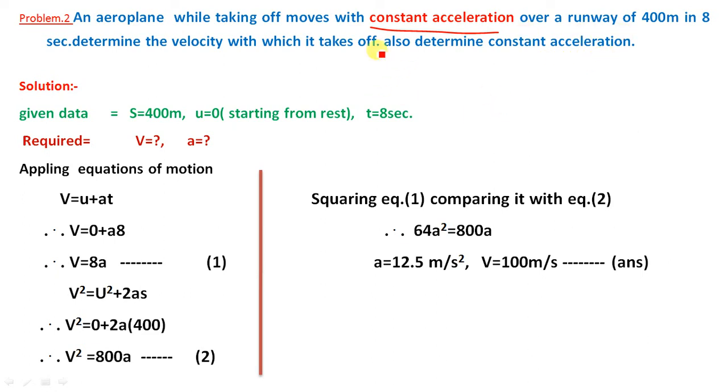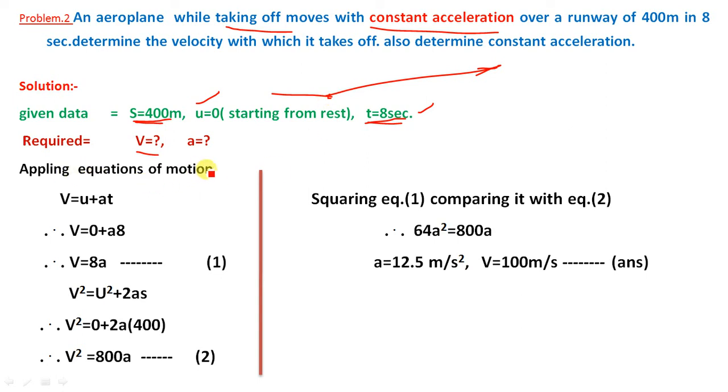So what is the given data? Runway length is given, that is displacement is given, 400. It is starting from rest while taking off, which means the initial velocity is 0 and the time t is 8 seconds. So it will cover the distance of 400 within 8 seconds, and initial velocity is given as 0. They have asked what its velocity and acceleration will be when it takes off from the runway, and that we have to find out at this point.